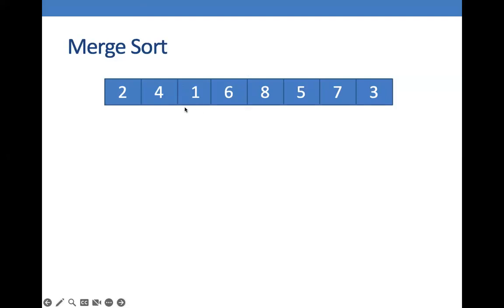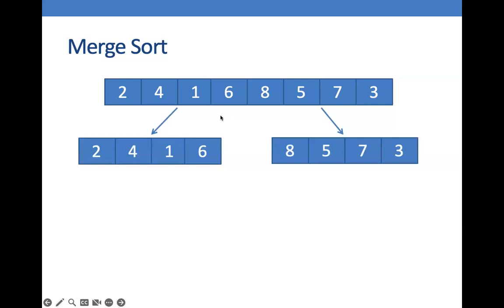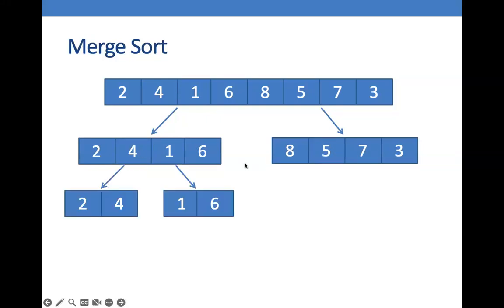In the merge sort, we have a list of numbers here that are unsorted. And our end goal is to sort these numbers from the smallest to the largest number. So in the merge sort, what we do is recursively divide this list into halves until we break it up into individual numbers. First we divide this by 2. So we have 2, 4, 1, 6, and then 8, 5, 7, 3. And then we divide this list again into 2. So we have 2 and 4, and then 1 and 6.